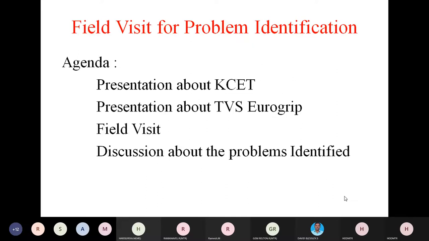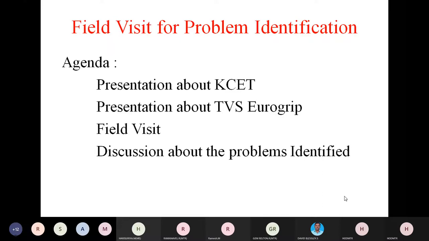Apart from that, the faculty members of our college also visit the industries frequently to get consultancy projects as well as opportunities for developing a particular product for the industry.